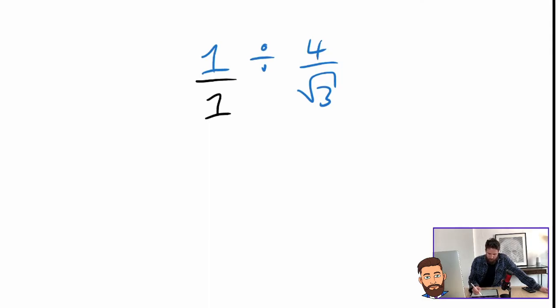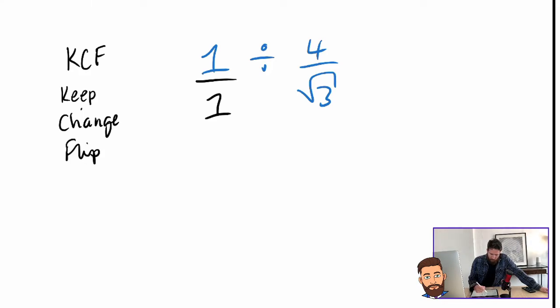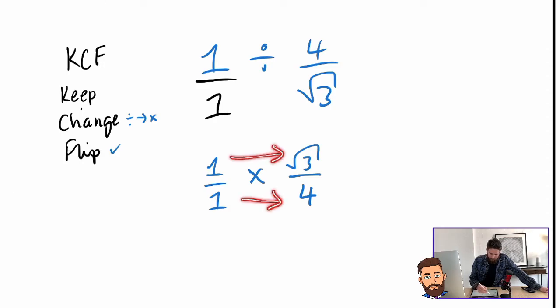What's the rule when we divide? When we divide, KCF: keep, change, flip. So we're going to keep this 1 over 1. We're going to change the divide to a times, and then we're going to flip the last fraction. So we're going to get root 3 over 4. Now we know, don't we, when you times fractions, you do that times that and that times that. So that would be root 3, because 1 times root 3 is root 3, over 4.